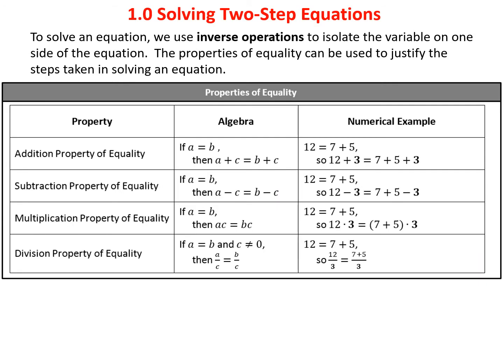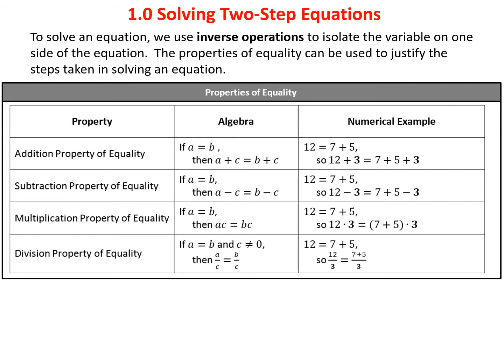When we solve an equation, when we try to isolate a variable, we are typically using what are called inverse operations. If I want to undo addition, I use subtraction. If I want to undo subtraction, I use addition. If I want to undo multiplication, I use division. If I want to undo division, I use multiplication.